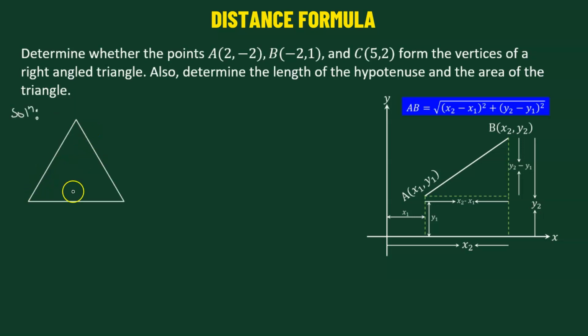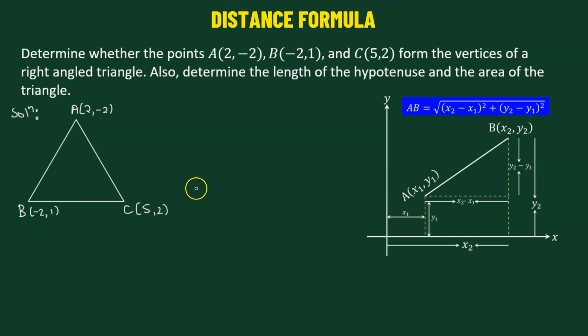So we'll begin this problem by considering a triangle. This is not a right-angled triangle because we do not know which side is going to constitute the hypotenuse. So let's first begin by naming the vertices. We have the triangle with vertices A, B, and C. It's given to us that A has the coordinate (2, -2), B has the coordinate (-2, 1), and C has the coordinate (5, 2).